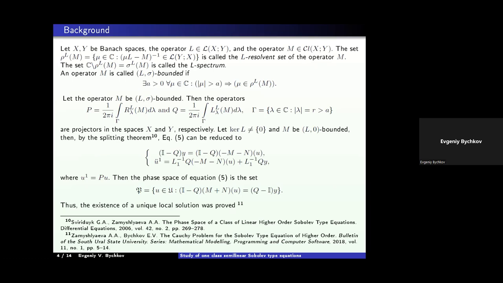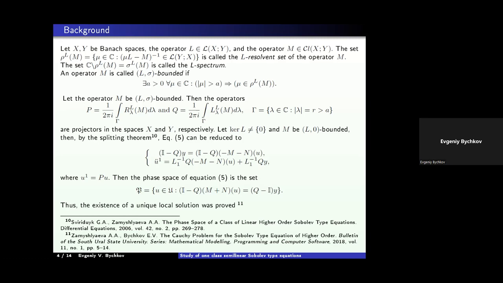Previously, problem 4 and 5 was studied by methods of the theory of relatively p-bounded operators, and now some of its terms are given. Let X and Y be Banach spaces, the operator L linear and continuous, and the operator M linear, closed, and densely defined. The set rho L of M is called the L resolvent set of operator M, and the set sigma L of M is called the L spectrum of the operator M.